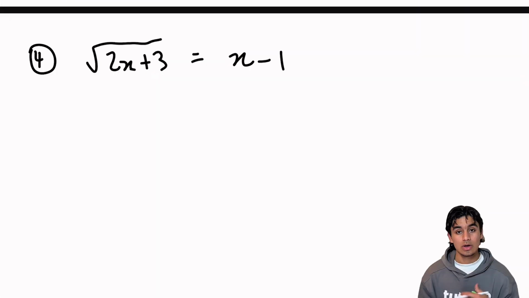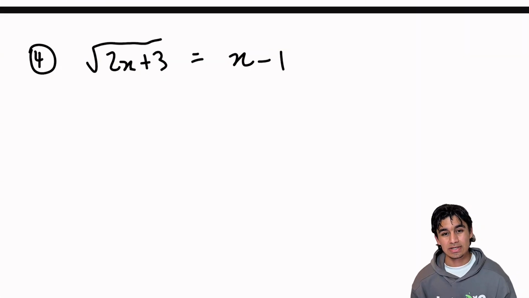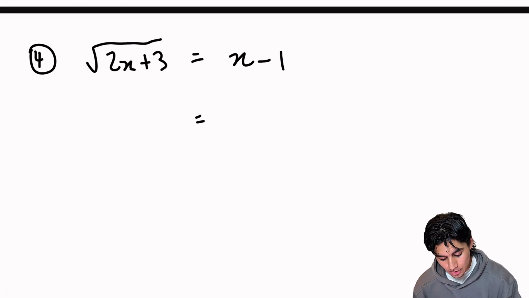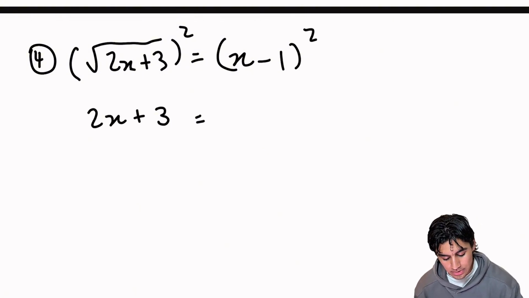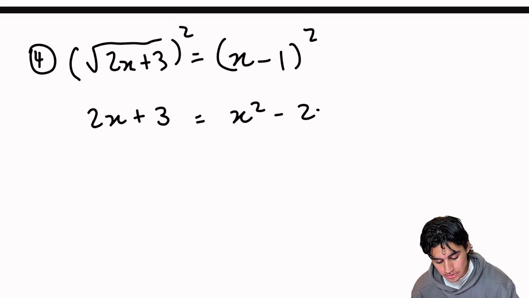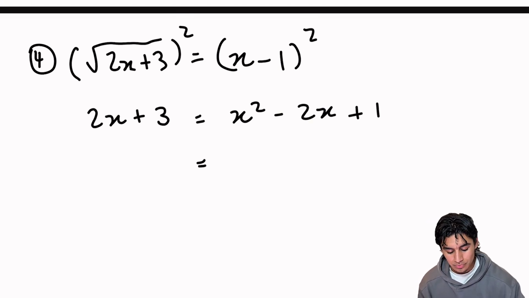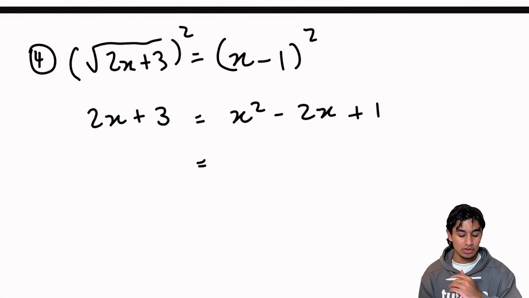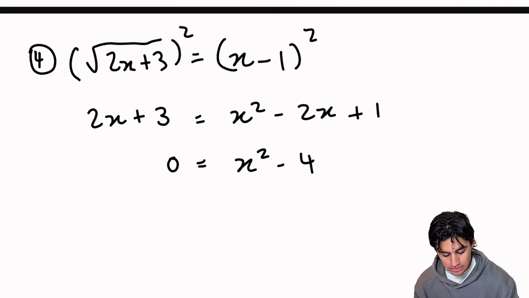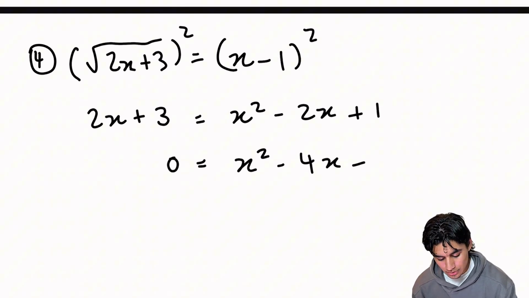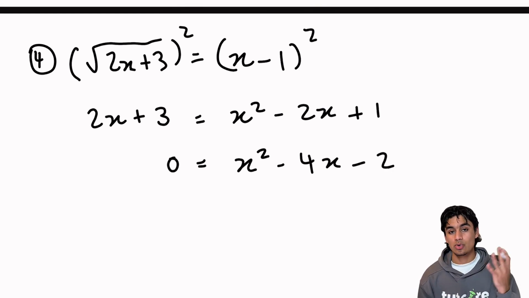Question number 4. Whenever you see a surd, it just means you want to square the surd away and then solve for x. So in this question, we're just going to square both sides, and you're going to end up with 2x plus 3. On this side, we're going to end up with x squared minus 2x plus 1. Then whenever you see a square, just take everything to one side and make it equal 0. So then I'm going to have x squared minus 4x minus 2.